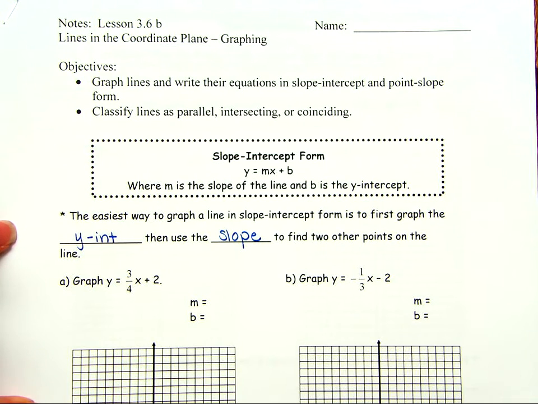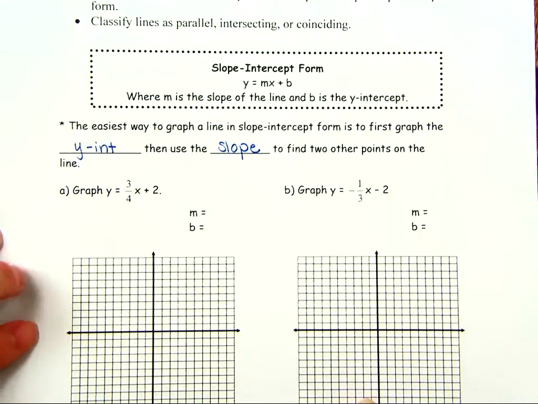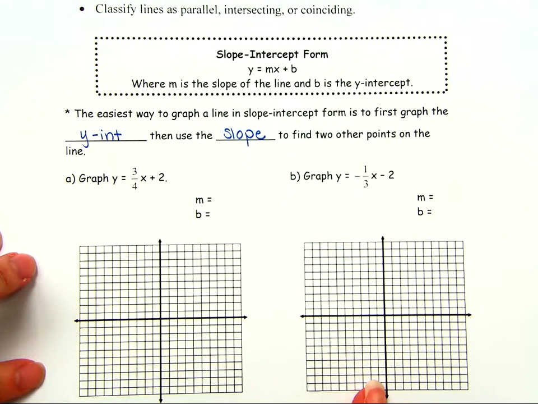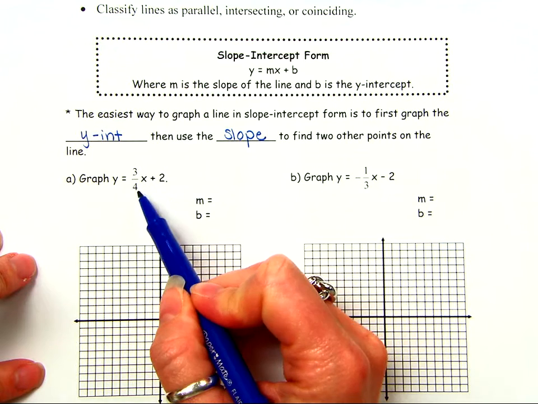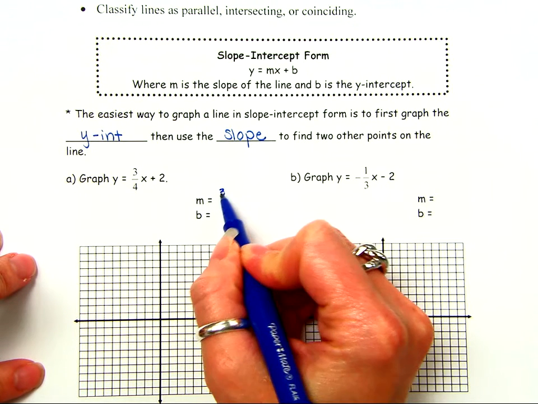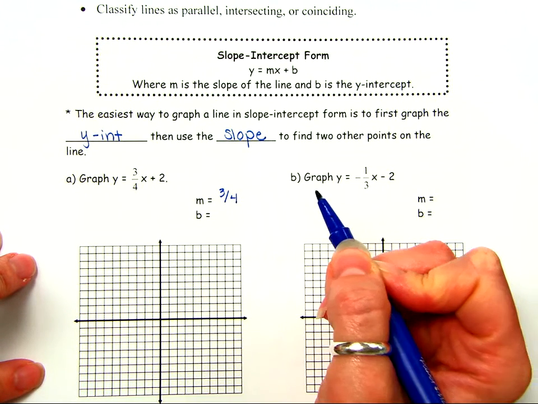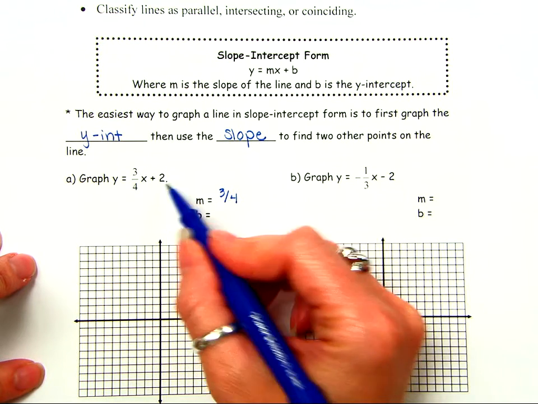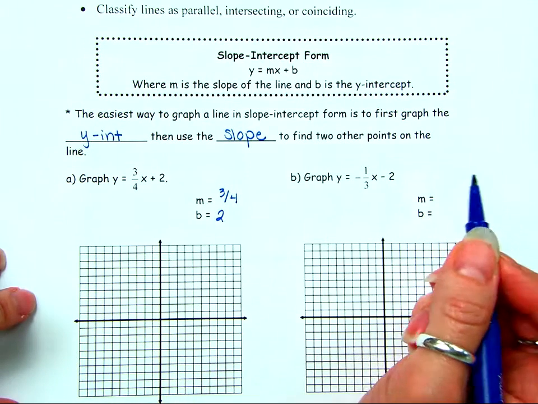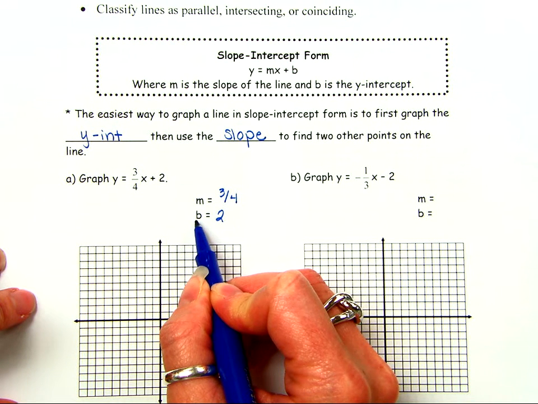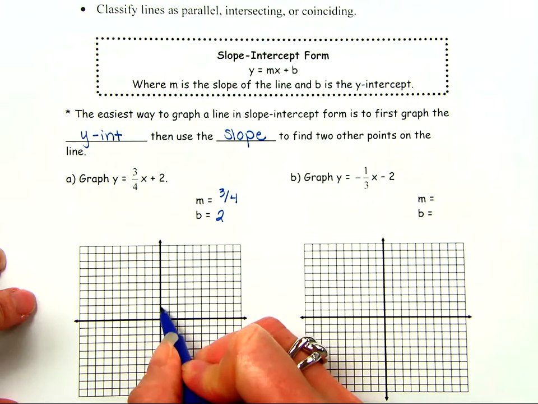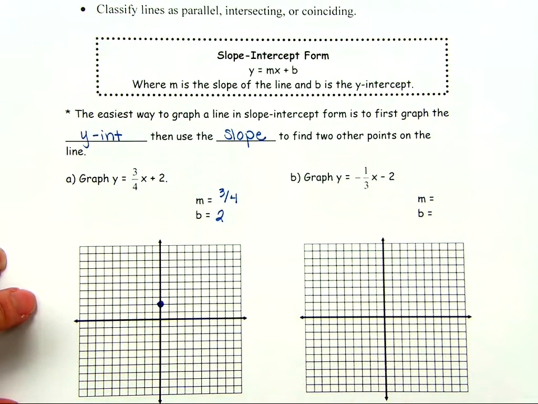So if we are given our equation of y equals 3/4 x plus 2, I'm going to want you to first identify the slope. We know our slope in this case would be the number in front of our x, 3/4. And our y-intercept, the value for b, would be a positive 2. The y-intercept is our starting point. We know that if it is at 2, it is really the point (0, 2). And so we're going to put our first point there.